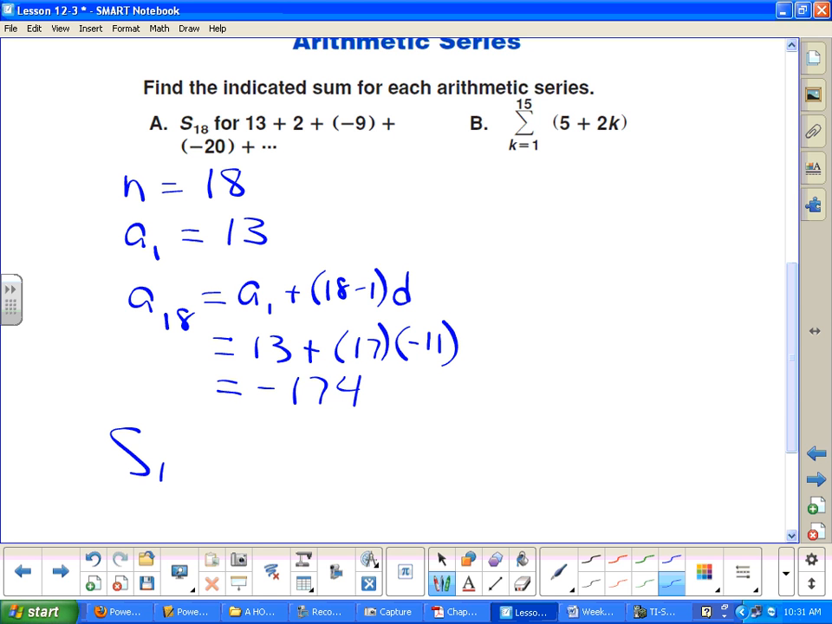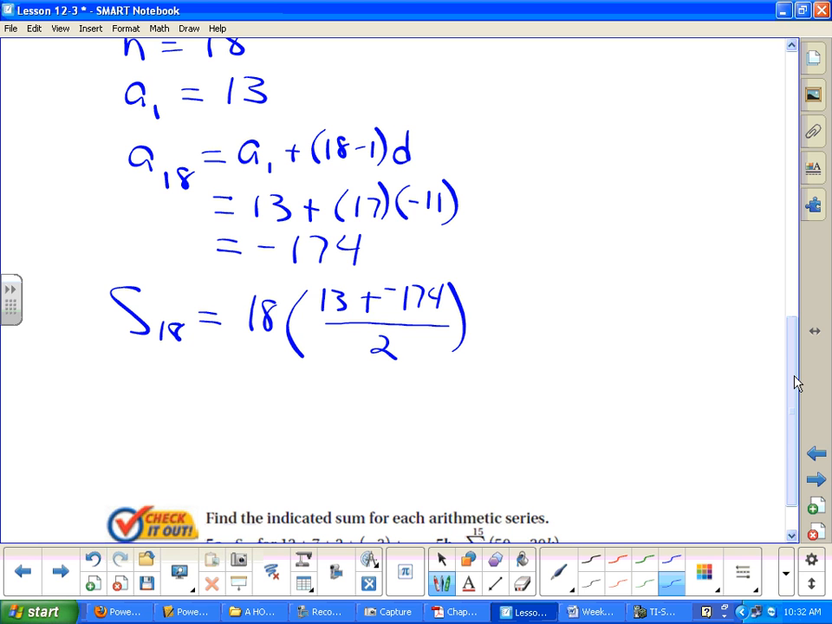So to find the sum of the first 18 terms, I'm going to put 18 in for n, 13 for a sub 1, negative 174 for a sub n, and divide by 2. That's a sub 1 plus a sub n, divided by 2, multiplied by how many terms there are. So this is 9 times negative 161.